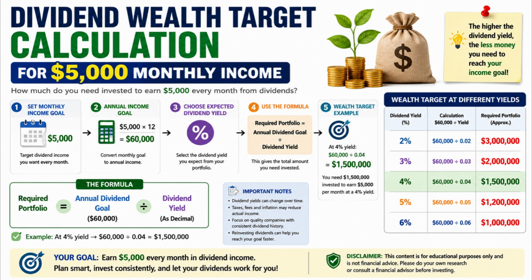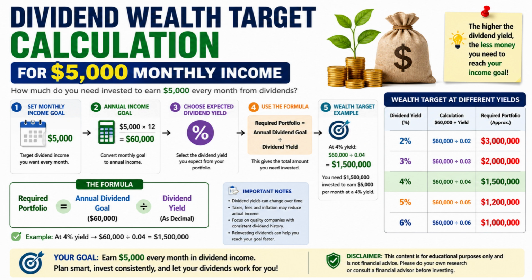In this video, we will discuss dividend wealth target calculation for $5,000 monthly income. Many investors want to know how much money they need to build a portfolio that can generate steady monthly dividend income. So, in this example, we will calculate how much invested wealth may be required to earn $5,000 every month from dividends in a simple step-by-step way.